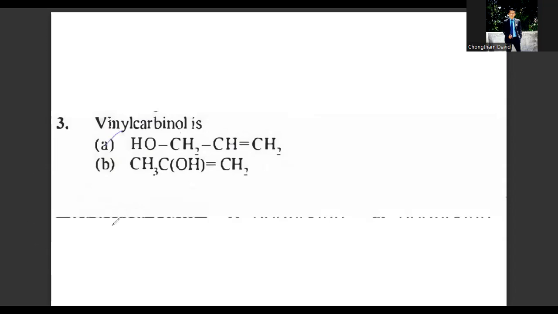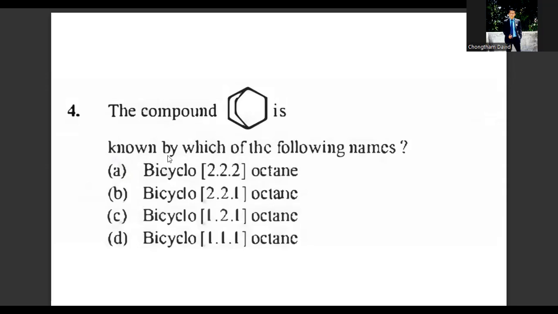Let's move on to question number 4. The compound given to you is known by which of the following names? So this is a bicyclo compound. In the nomenclature part of the NEET exam, sometimes bicyclo compounds are asked, so you have to prepare this thoroughly. So the name given is bicyclo 2,2,2 octane. The answer for question number 4 will be option A. This is the answer to question number 4.